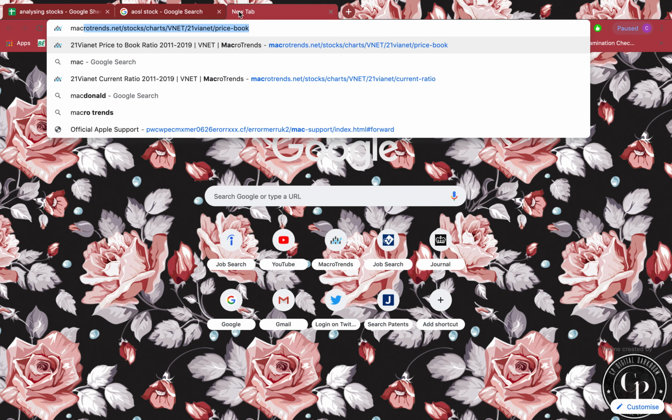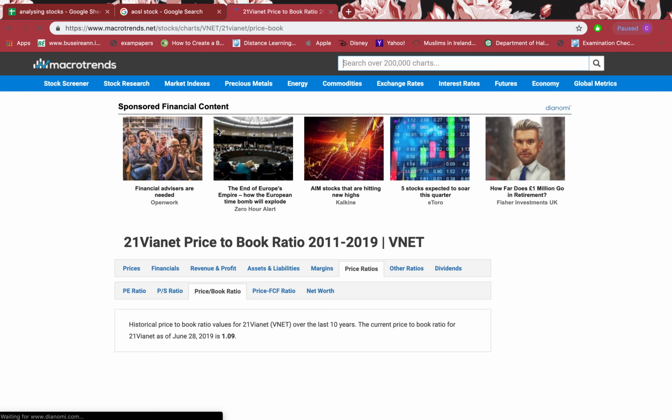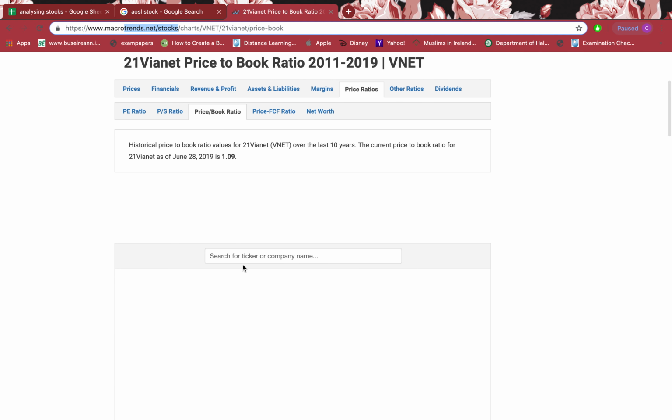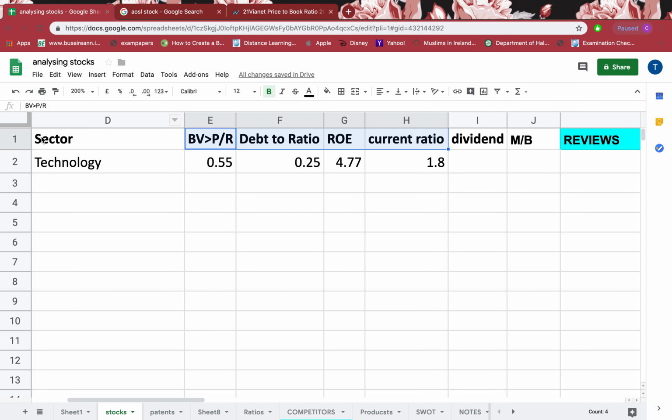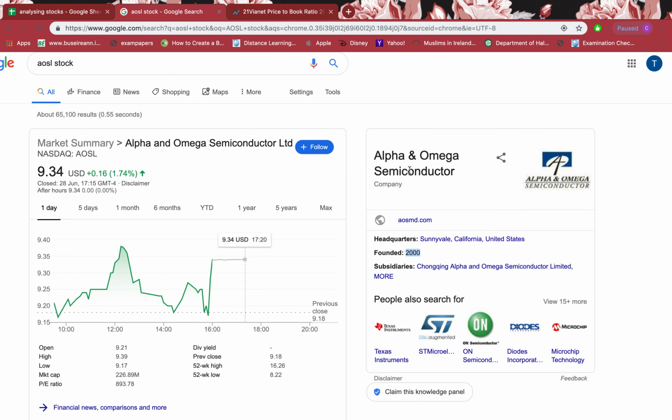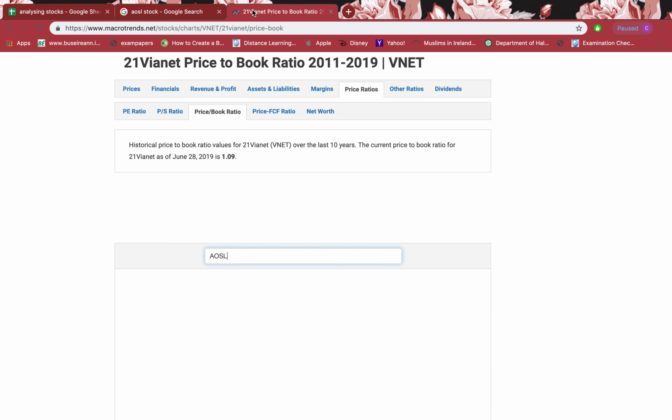The website that I most often use for ratios is MacroTrend, macrotrend.net. I go to price ratio, then price book ratio, and then I paste in the symbol of the firm. I get the symbol from here, and I make sure that the name beside the symbol is the same as the stock, because sometimes two, three or more stocks have the same symbol. In this case it's Alpha and Omega, that's the one.